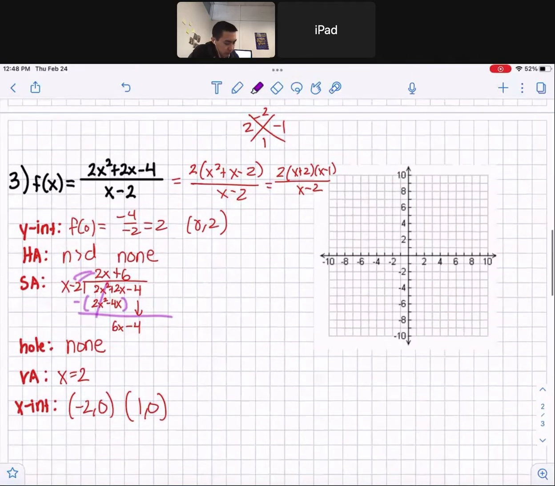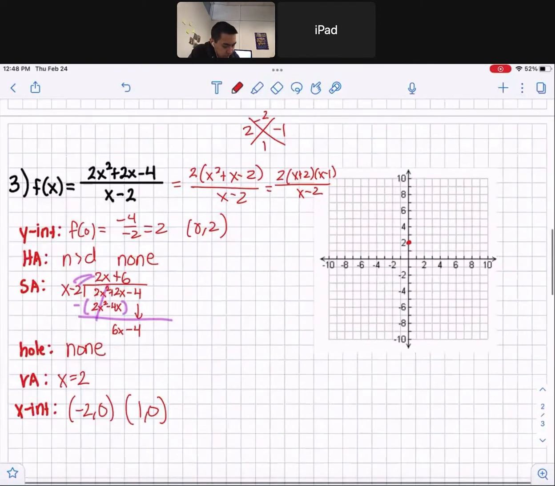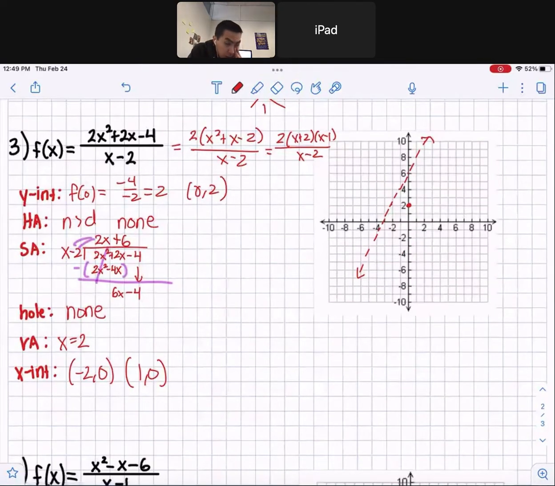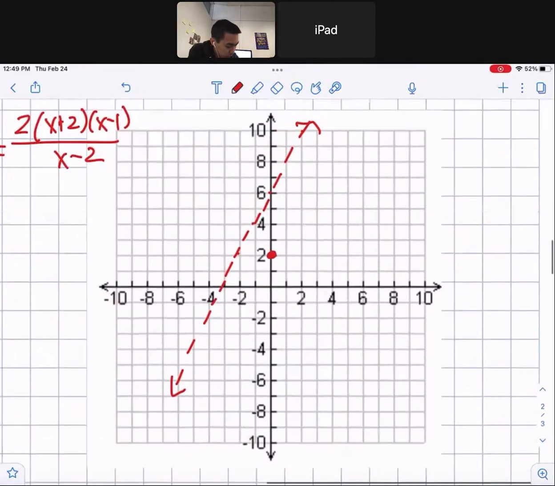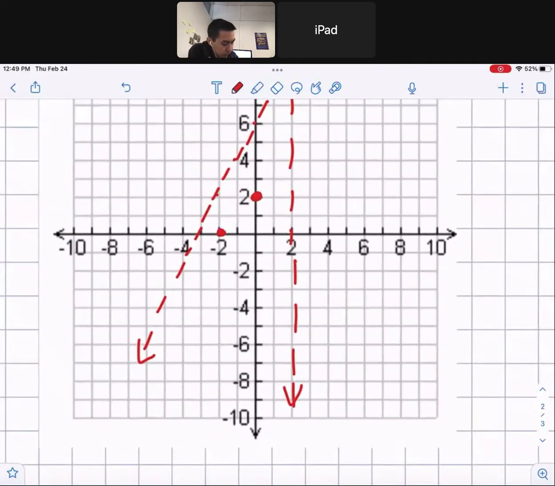And then we graph everything. So 0, 2. Slant asymptote, start at 6, and then up to right 1, up to right 1, and also down to left 1, down to left 1. Holes, none. Vertical asymptote at x equals 2, you guys. So here's x equals 2. And then we draw a vertical line there. Negative 2, 0, and 1, 0. So we can clearly see that your guys' graph is right here.